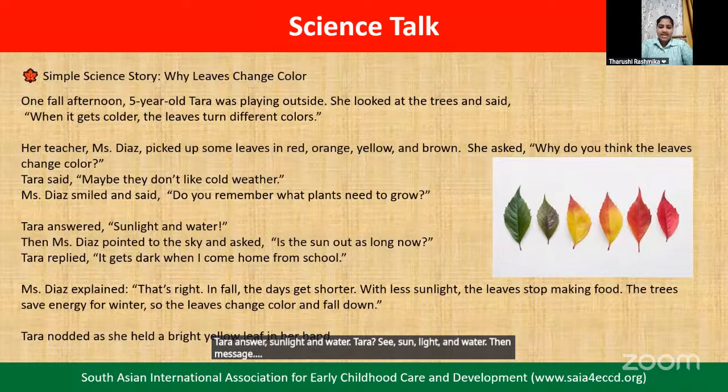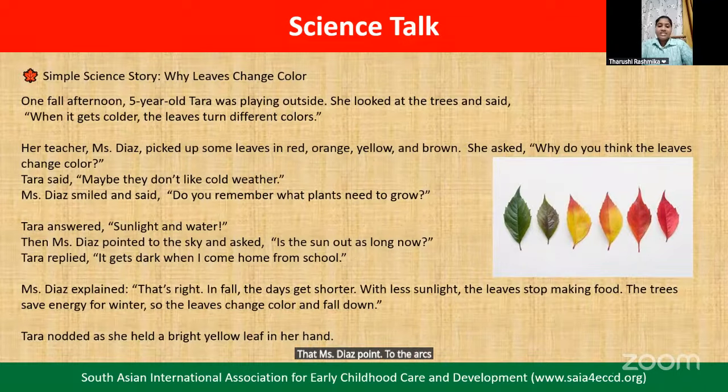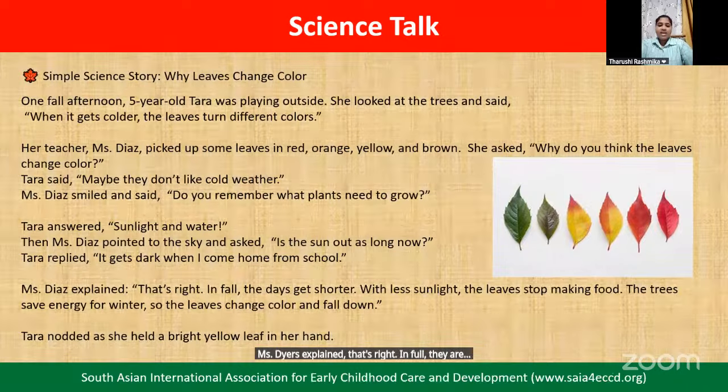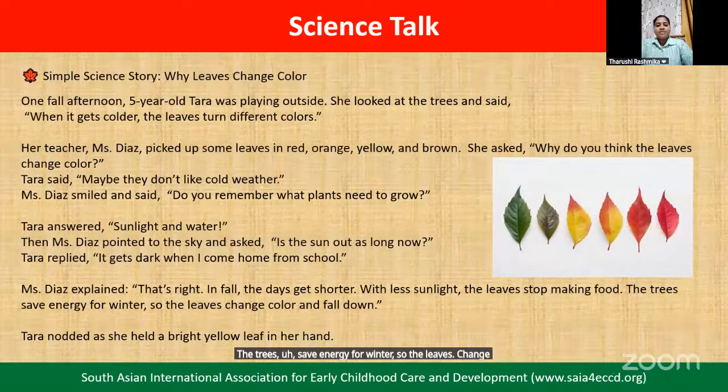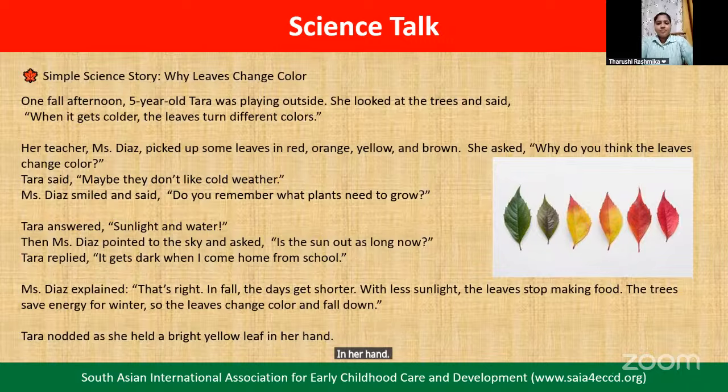Then Miss Dias pointed to the sky and asked, "Is the sun out as long now?" Tara replied, "It gets dark when I come home from school." Miss Dias explained, "That's right. In fall, the days get shorter with less sunlight. The leaves stop making food. The trees save energy for winter, so the leaves change color and fall down." Tara nodded as she held a bright yellow leaf in her hand. Next slide.